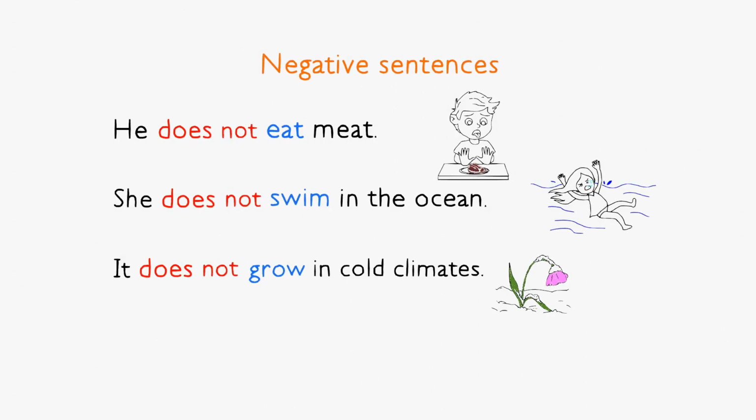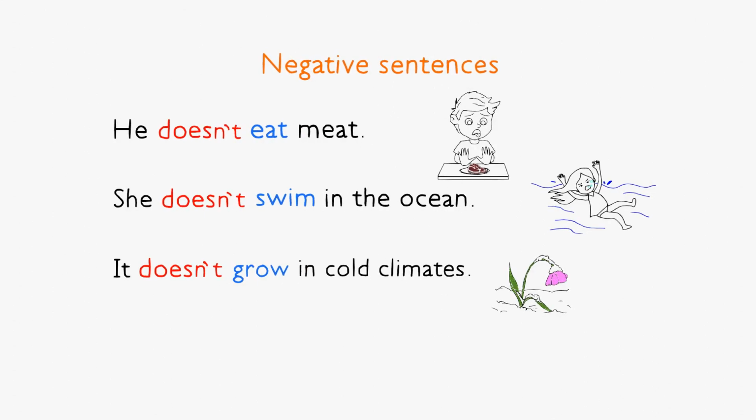However, it is more common to use the contraction of does not, which is doesn't, resulting in our sentences being as follows. He doesn't eat meat. She doesn't swim in the ocean. It doesn't grow in cold climates. It is important to note that in negative sentences with the pronouns he, she, and it, verbs remain in their base form. That is, the letter S is not added as in affirmative sentences.